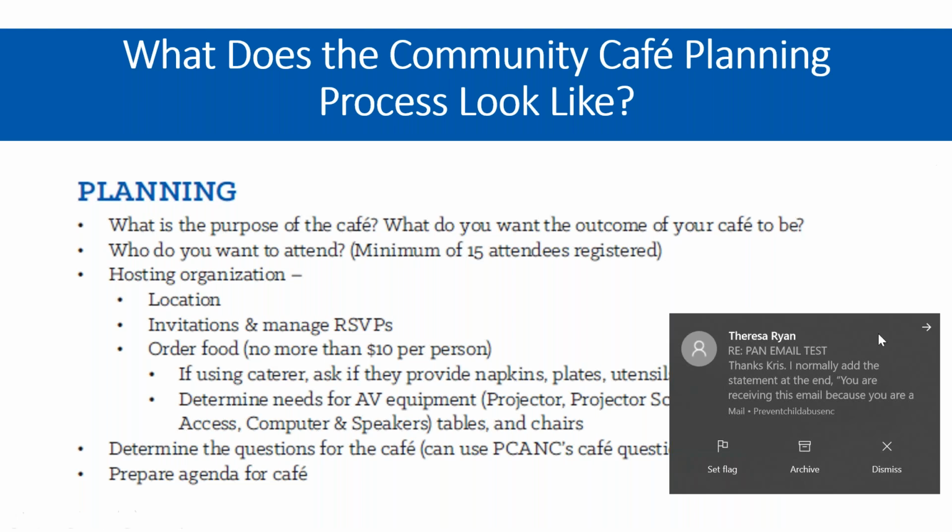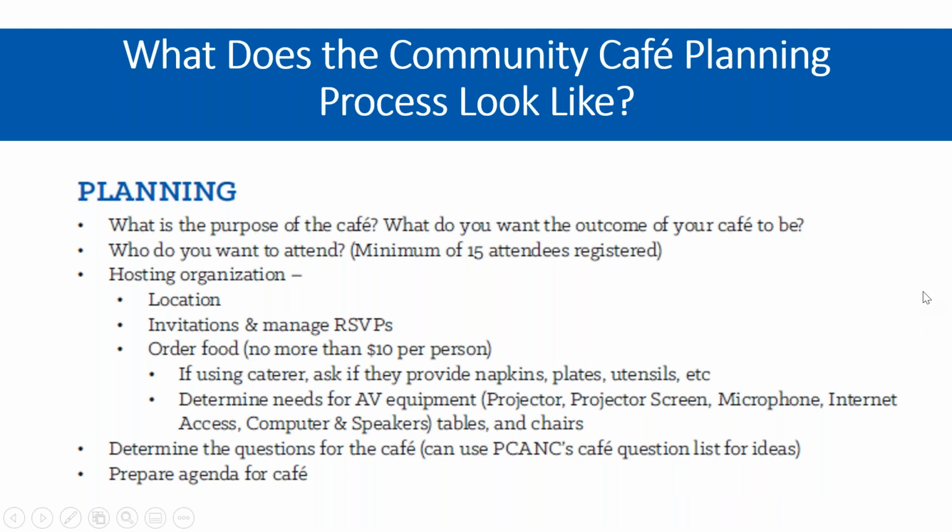So what exactly does the community cafe planning process do? This information is found on page 23 of your CPAP toolkit that is included as a handout document for you through a Dropbox link. And I also will be sending it in a follow-up email. So regarding planning, it's really important that at the very beginning of your planning process, you define what the overall purpose of the cafe is and what you want the outcome of your cafe to be.